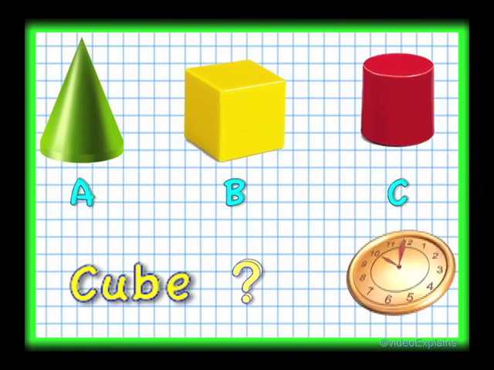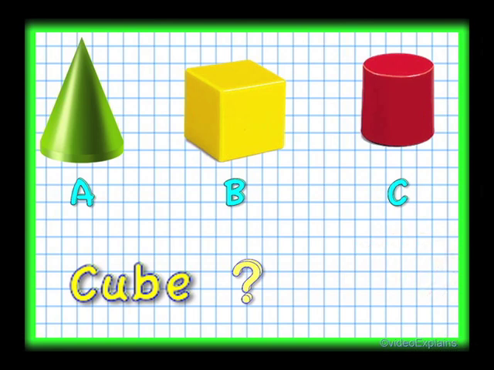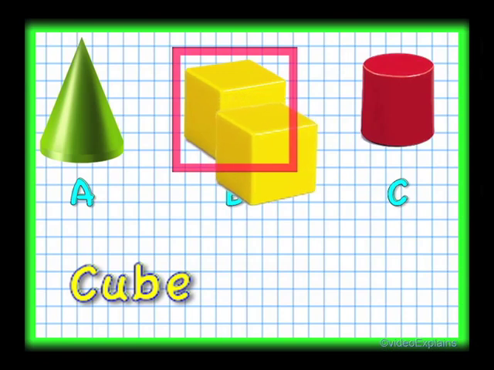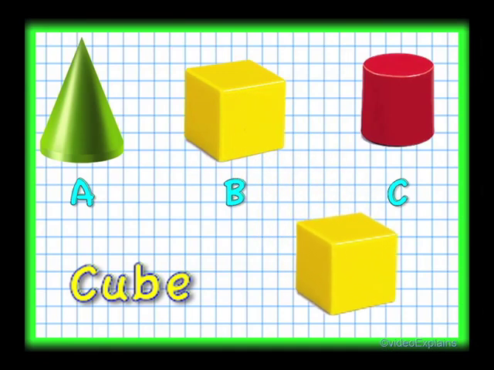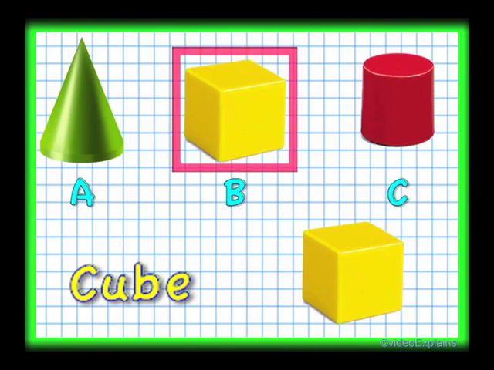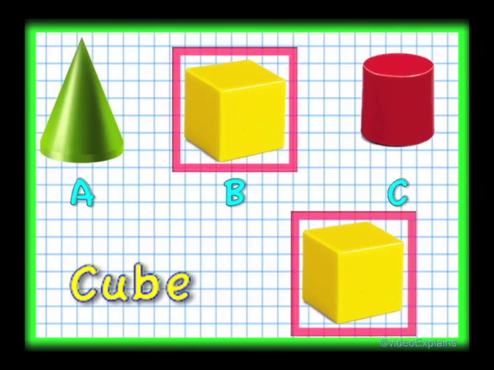Did you get the right answer? Well, the answer is B. The yellow shape is a cube. Good job! Have fun!